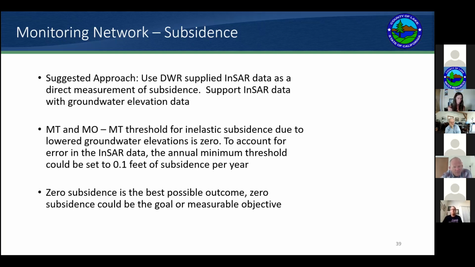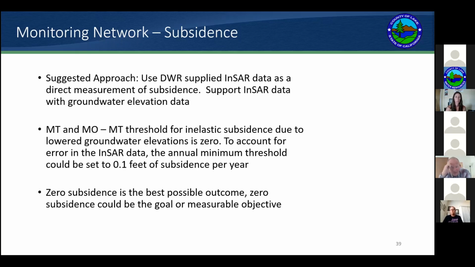The decision could be made, well, we don't want to have any subsidence directly correlated to groundwater extraction. So the MO and MT, you can't really set it at 0 because you're limited with the data. So typically what we've seen and what we've helped in other areas is we know the error is about 0.1 foot per year. So if you said, hey, over a 5-year period, we don't want to see any more than half a foot of subsidence, that's the 0.5 feet of subsidence. That's a typical approach on setting MOs and MTs for subsidence. And again, inelastic subsidence. Elastic is going to occur. So that's just an idea.